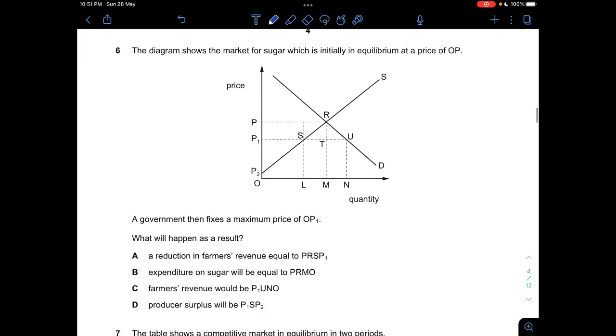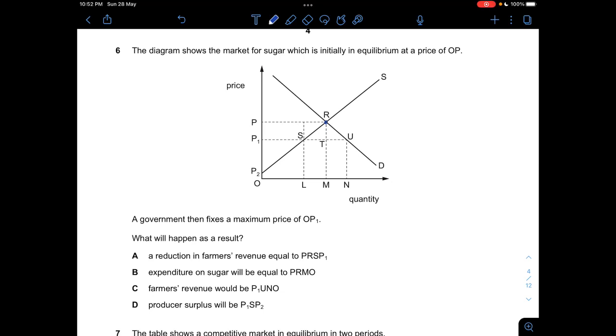Question 6. The diagram shows the market for sugar, which is initially in equilibrium at the price of OP. So OP, you can see there's point R, where S equals D. The government then fixes the maximum price of OP1. And what will happen as a result? So you can see that the demand increases and the supply decreases, which means that there will be a shortage.